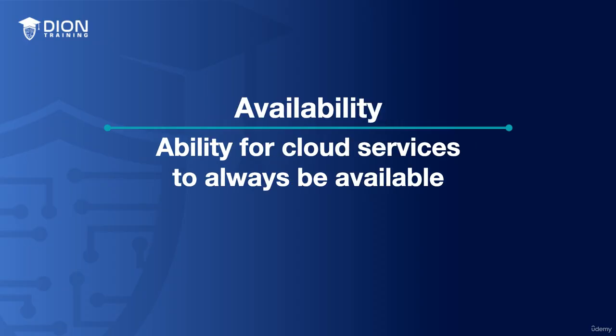And sixth, availability. Availability refers to the ability for cloud services to always be available. An example of availability in cloud computing is having multiple data centers located around the world to ensure the services are always online and accessible whenever your customer tries to get to them.